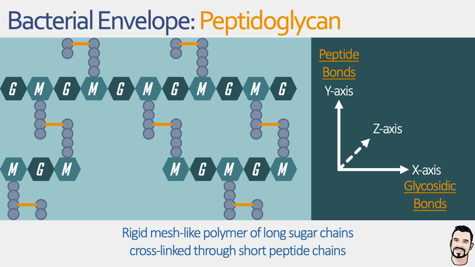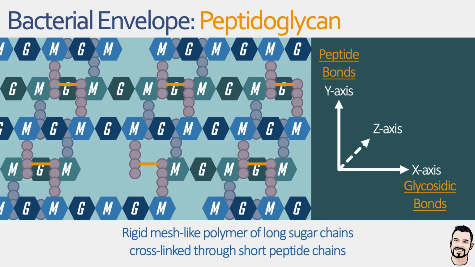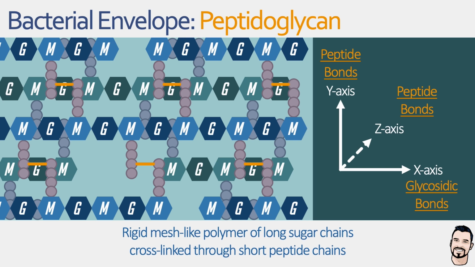Now, something which isn't apparent at this point is layering. So what we can see now is a single layer of cross-linked peptidoglycan. However, in reality, we have multiple layers stacked up on top of one another like this. Now, these layers in the z-axis are also cross-linked through peptide bonds with peptide side chains in other layers.